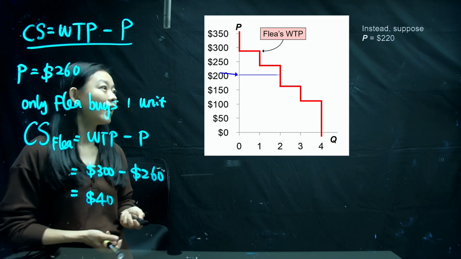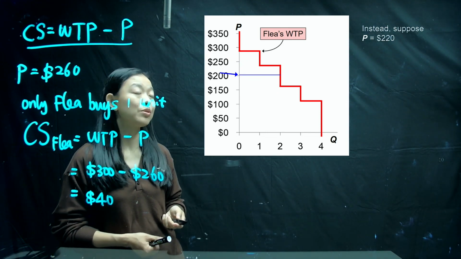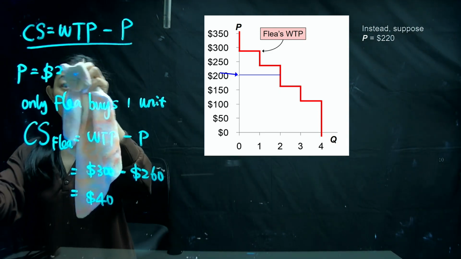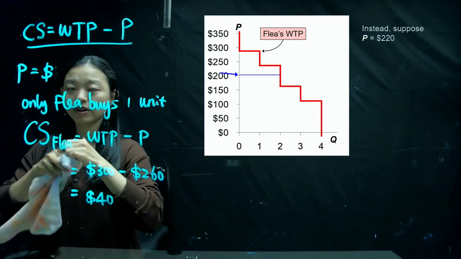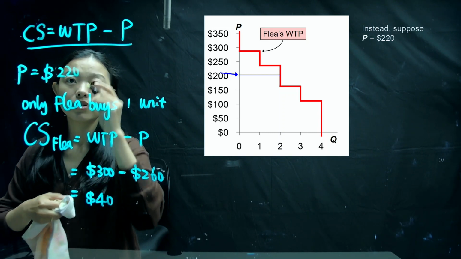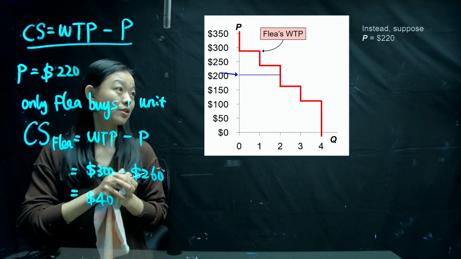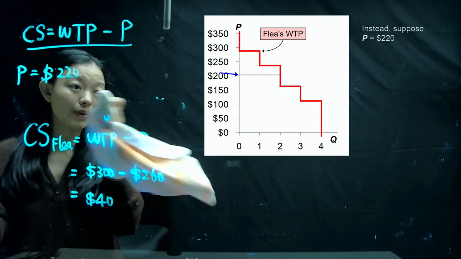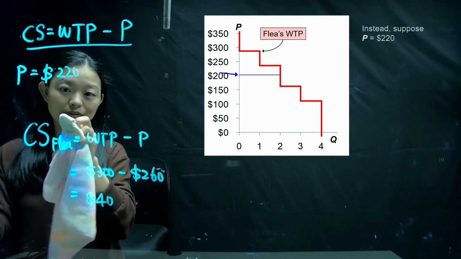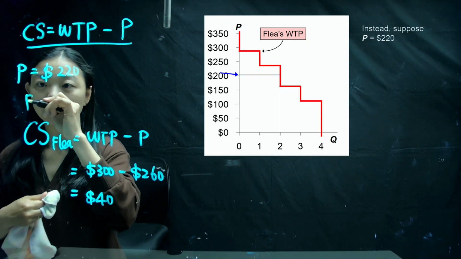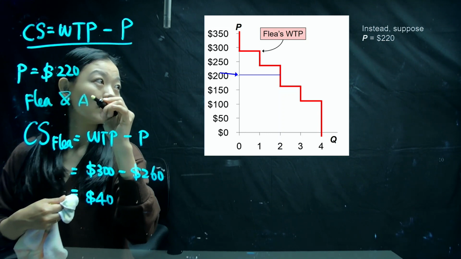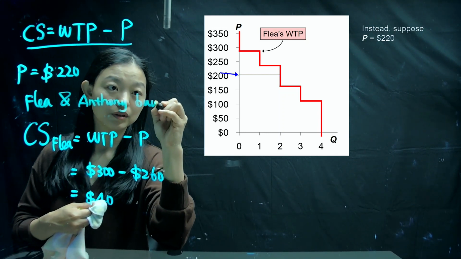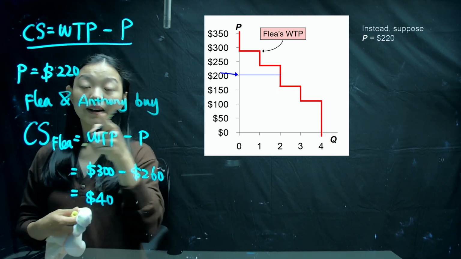Now let's see, if the market price decreased to $220, then what happens? If the market price now equals $220, first you need to figure out who will purchase. Not only Flea will buy it, right? Anthony will also buy it. So Flea and Anthony buy an Apple Watch.